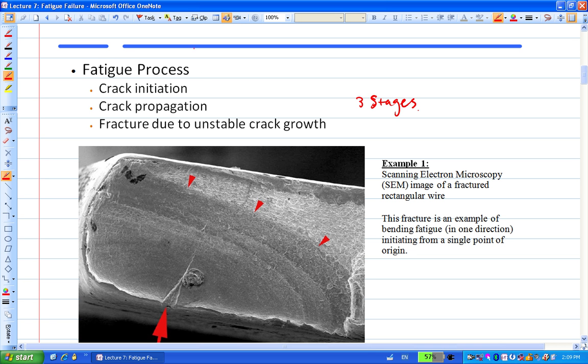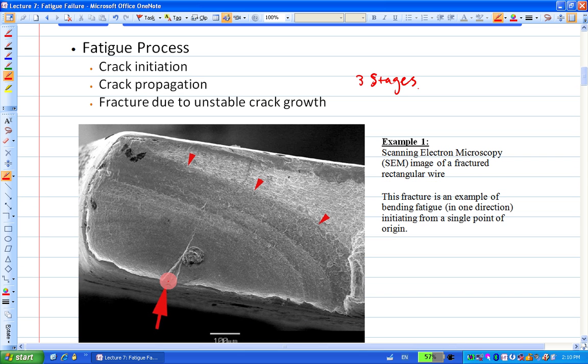As a matter of fact, this is a research area. People are trying to look deep into the material to see how the crack really starts at the molecular level. That's not our course, but we just have to know there's crack initiation. It's the first stage of the fatigue process. For example, in this picture right here, this is a bending fatigue failure part. The starting point of this fatigue starts somewhere here with this red arrow location, and that's where it gets started.